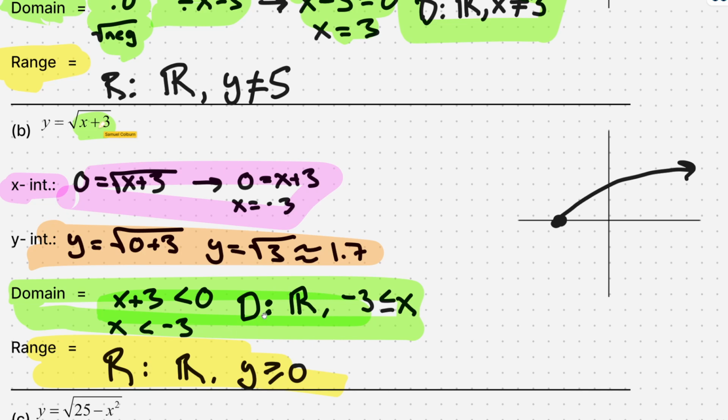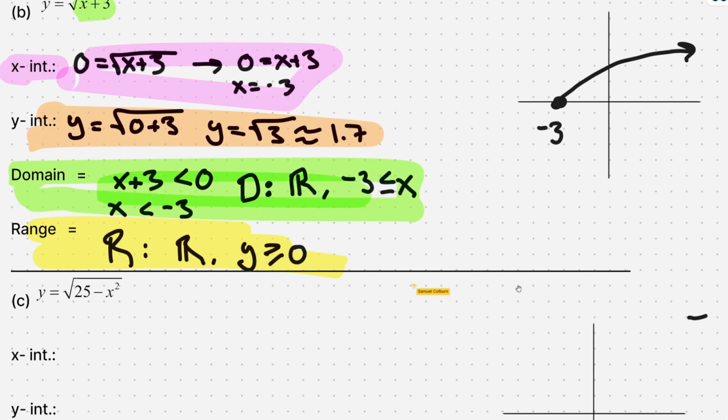So what is in my domain is all the numbers that don't have x less than negative 3. Or in other words, all of the numbers where x is greater than or equal to negative 3. Negative 3 is the endpoint here, the x value of the endpoint on our square root function. It goes off to the right. It does not go off to the left. Hopefully, we have seen the square root function before. This one, by the way, is in graphing form. All right, moving on.